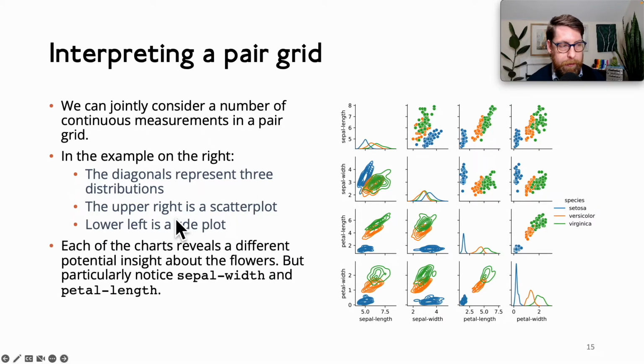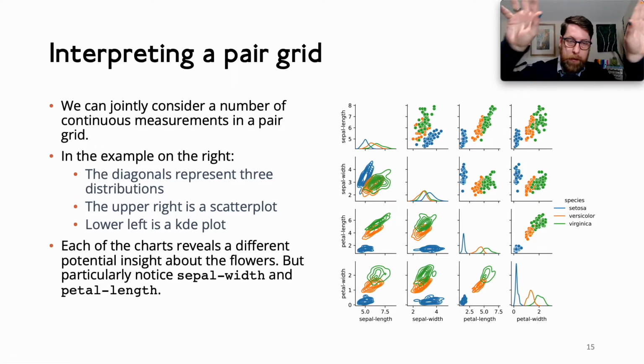So now each of the charts reveals a different potential insight about the flowers, but I want you to particularly notice sepal width and petal length. Look at this one right here. Now, compared to this, petal length and petal width, it seems pretty linear. Longer petals, wider petals. But now the sepal, in case you're wondering, the sepal is like this green part before the flower, the nice colory flower bit.